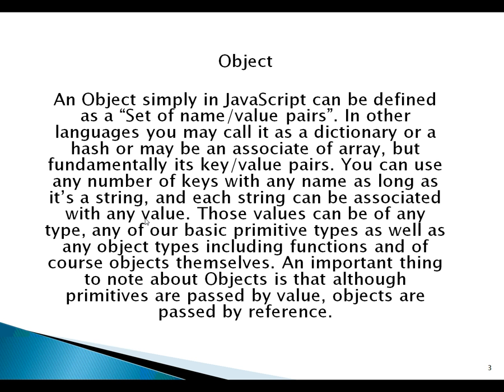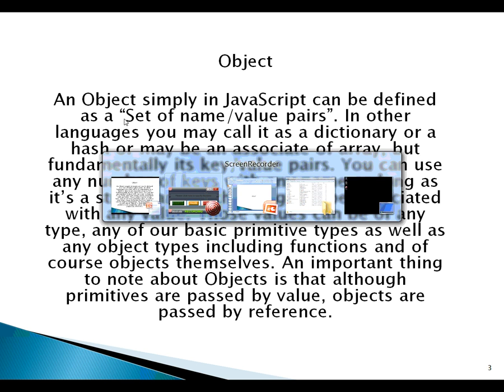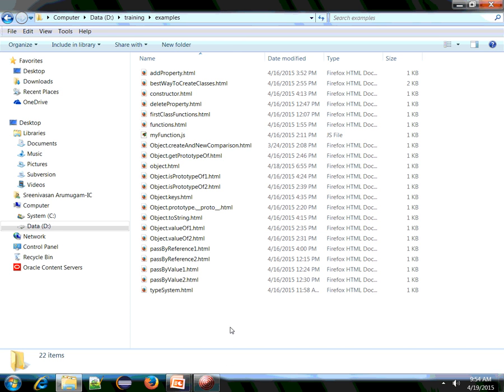Basically, objects are nothing but key value pairs. It is a sequence of keys which can be associated with a various set of values, ranging from primitive data types to non-primitive data types. So let's verify it through an example.